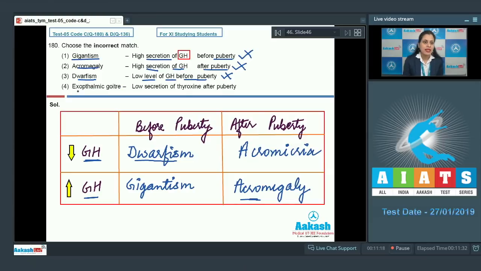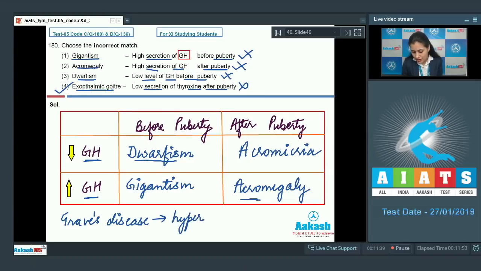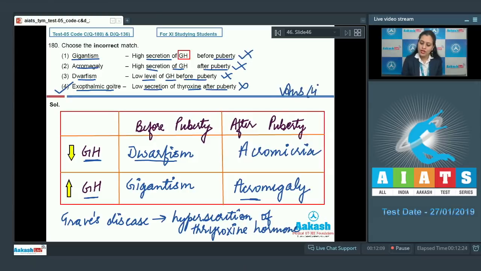The last match given is exophthalmic goiter, and the match is low secretion of thyroxine after puberty. And as it is an incorrect match, so this is a correct answer to our question, because exophthalmic goiter, which is also known as Graves' disease, is because of hypersecretion of thyroxine hormone. So the correct answer to this question is option number 4.